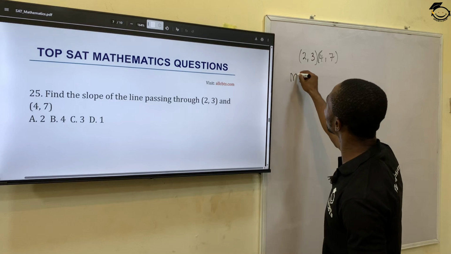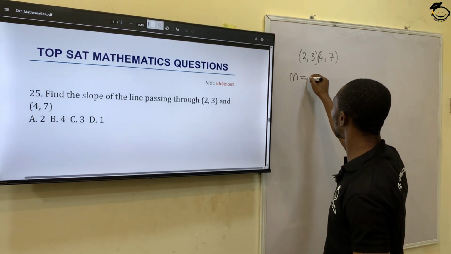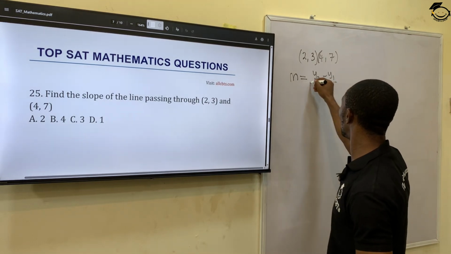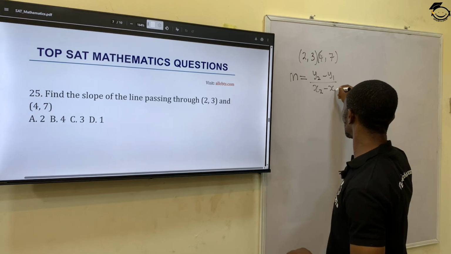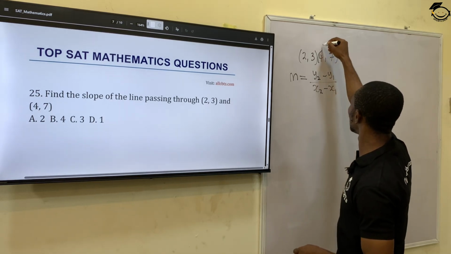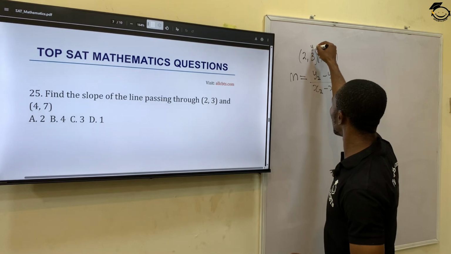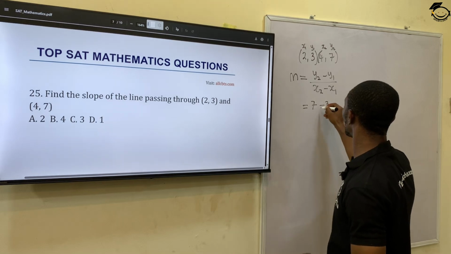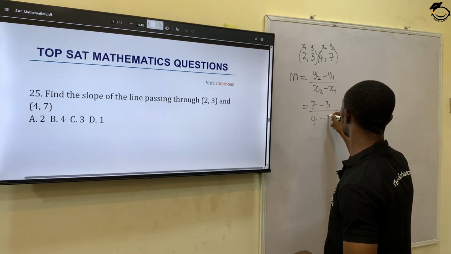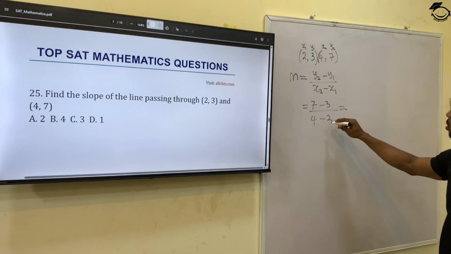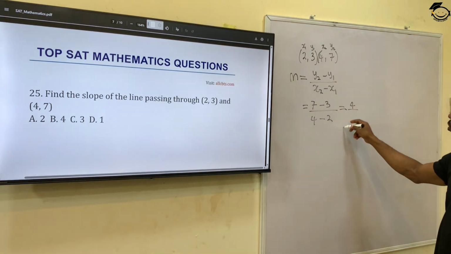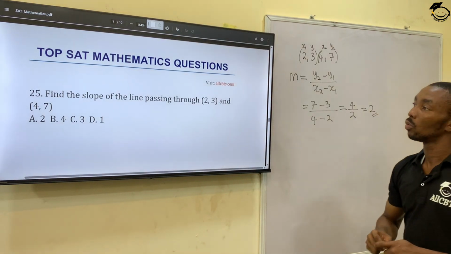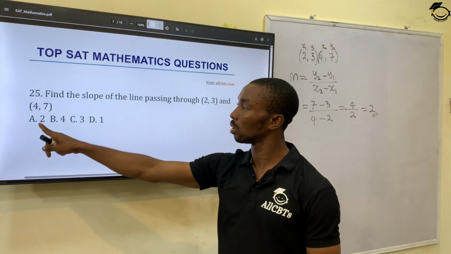All right, for us to find that slope, we are looking for gradient. And the formula for gradient is y2 minus y1 over x2 minus x1. So this is our y2, x2, y1, x1. So this would give us 7 minus 3 all over 4 minus 2, which would be 7 minus 3 will be 4, 4 minus 2 will be 2, which will give us 2. So our slope will be 2, which is option A.